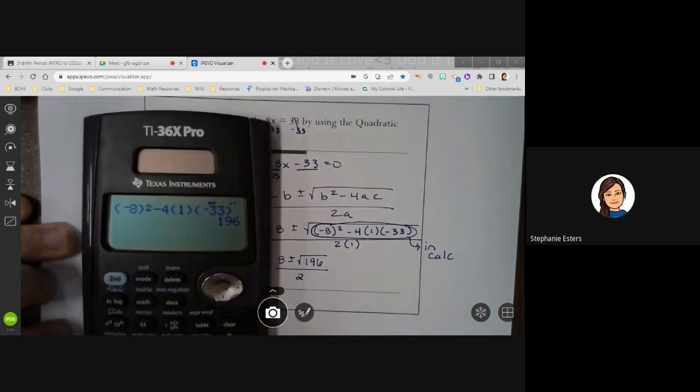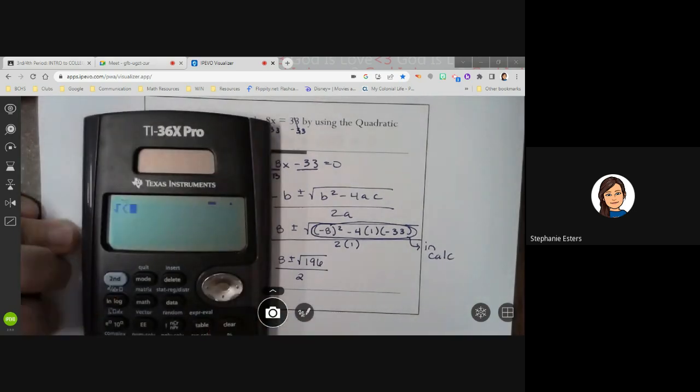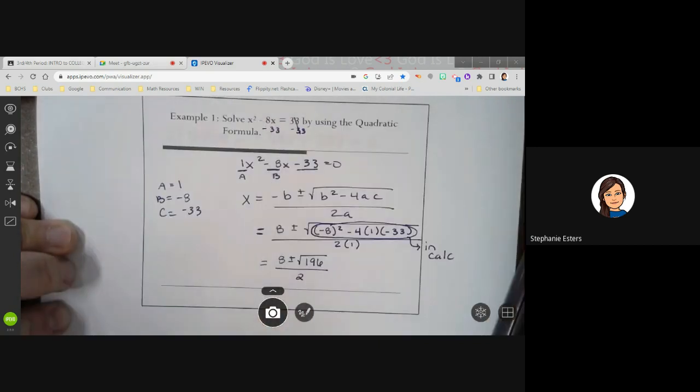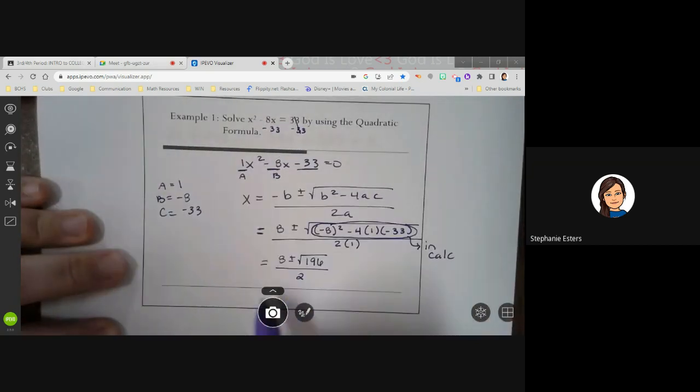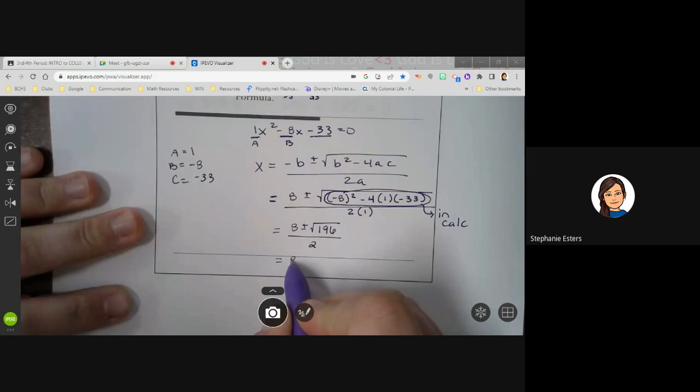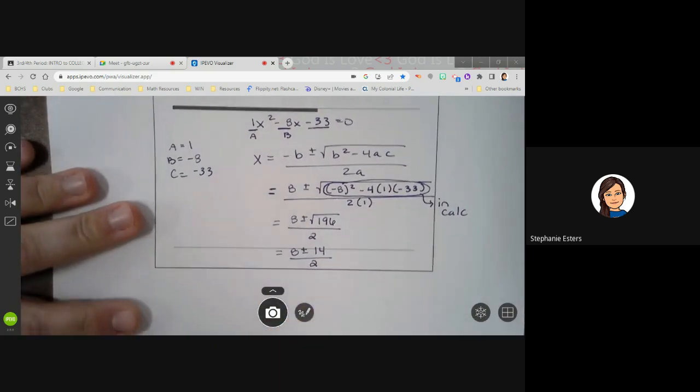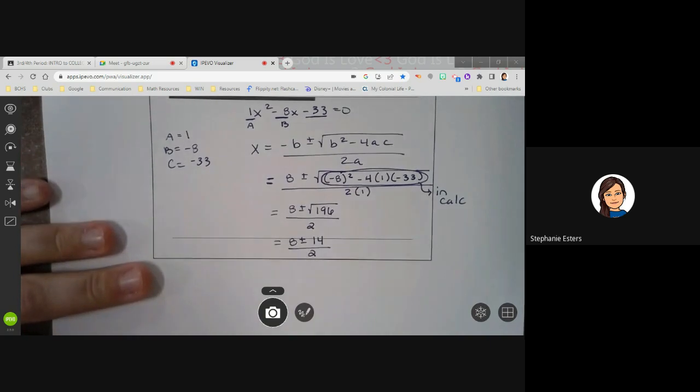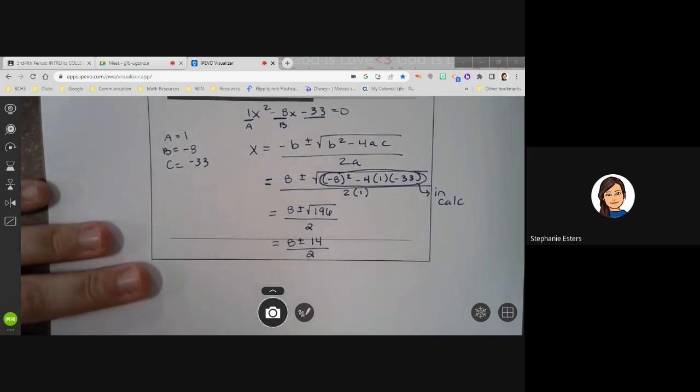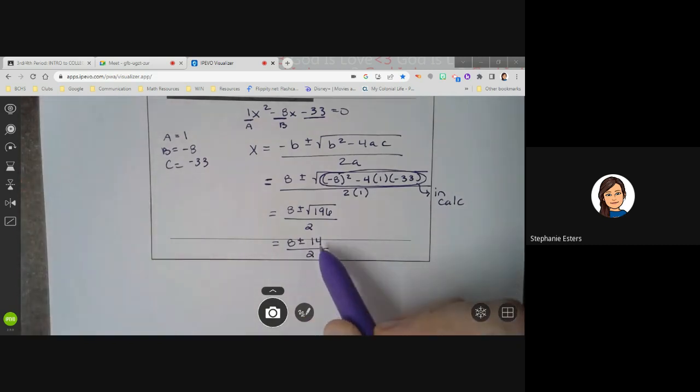That's 14. And if you don't know that, you can still do it in the calculator. All right, square root of 196, see, 14. So from here, I simplify again. That's 8 plus or minus 14 over 2. But the plus or minus part is the headache, but only when the radical goes away.